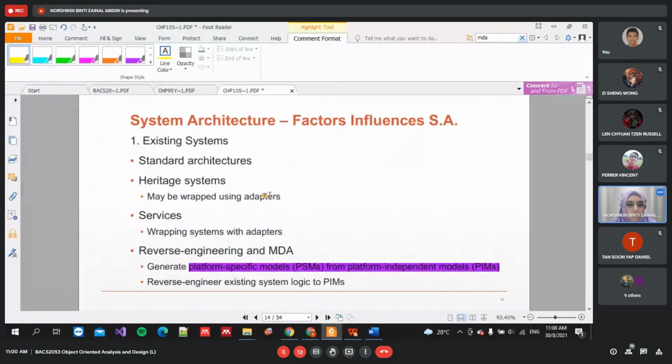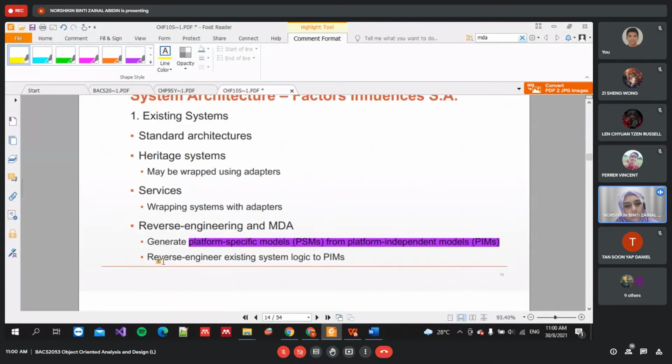By the way, in this context it is actually referring to a connector. Maybe wrap using connector, and then service wrapping system with connector. Okay, and then we have this term here we call MDA.